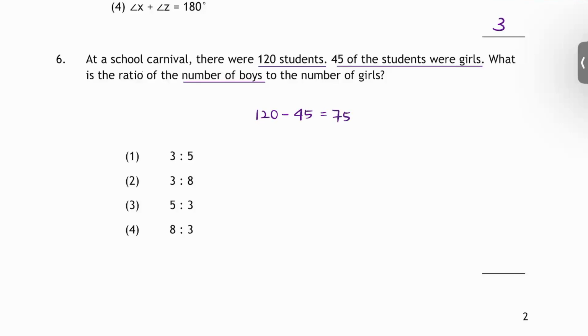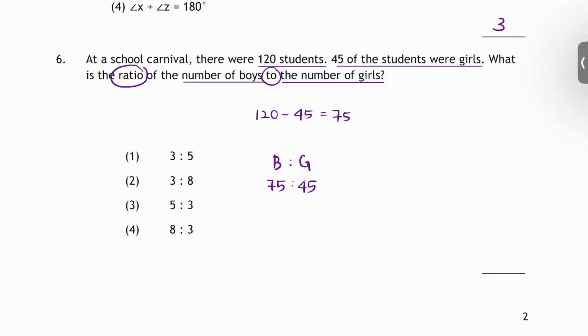Reading the question again, what is the ratio? They want boys to girls. So I will write my header for the ratio over here. The boys is 75, while the girls is 45. So take note of what the question wants. Boys to girls. Not boys to total, not girls to total, but boys to girls.